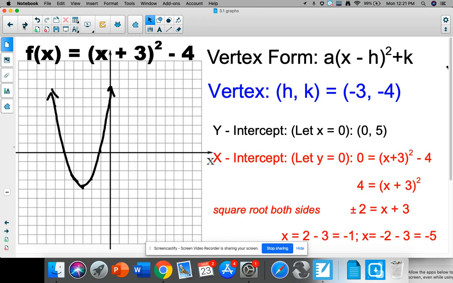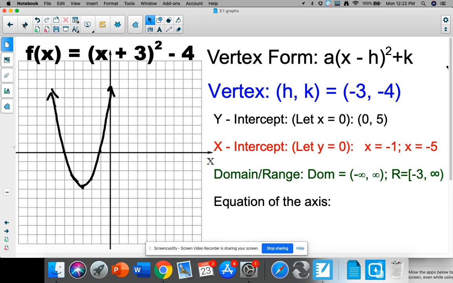To find our x-intercept, we have to let y equal 0. So 0 equals (x plus 3) squared minus 4. So we'll add 4 to both sides. Take the square root of both sides. And remember, the square root of 4, there's 2 of them, positive 2 and negative 2. And then to solve for x, we'll subtract 3. So we get two answers there. x is equal to 2 minus 3, or negative 1, and x is equal to negative 2 minus 3, or negative 5. So we have two x-intercepts at negative 1 and negative 5.